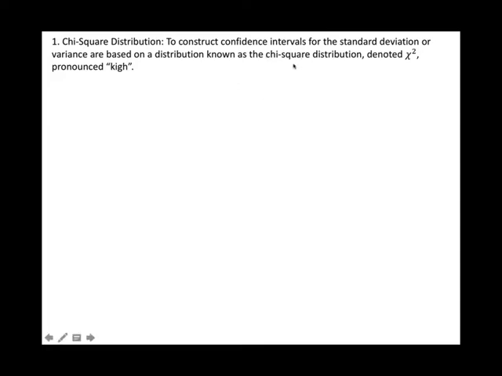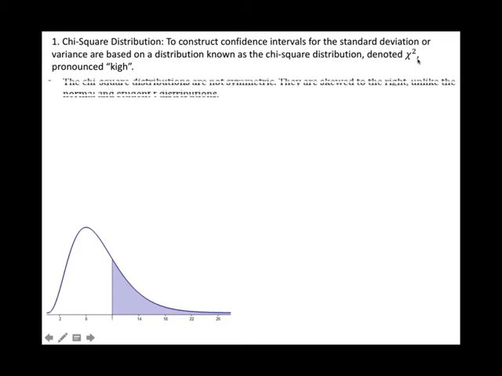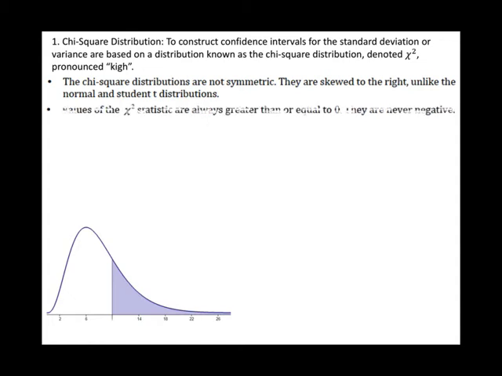This is called chi-square, and you're going to see this is the notation for the chi-square. Chi-square distributions are not symmetric, not like the z distribution or the t distribution. They are skewed to the right, which means the right tail is longer, unlike the normal distribution or student t distribution.